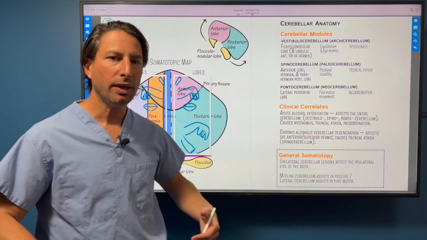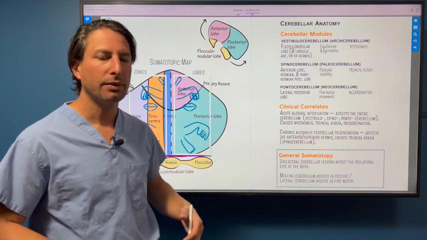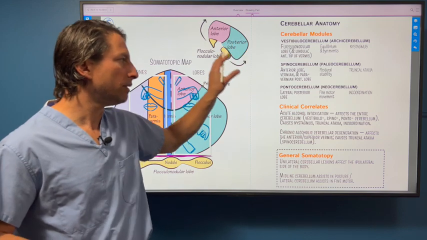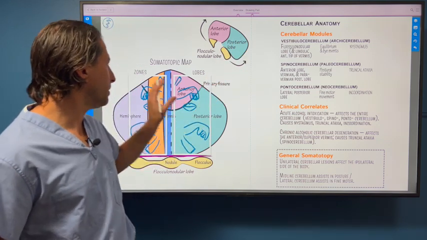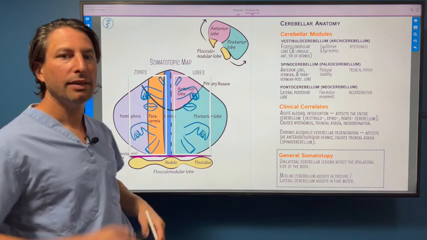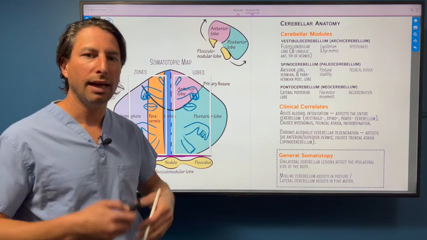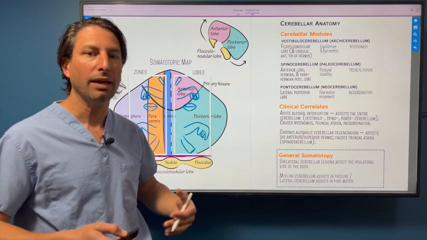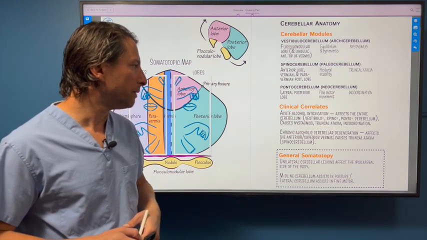So the majority of innervation is contralateral when it comes to neuroanatomy in the brain. But when it comes to the cerebellum, if the right cerebellar hemisphere is affected, then the right side of the body is going to have the display of injury, the incoordination.